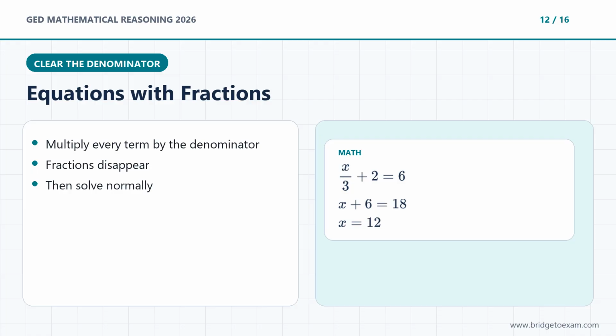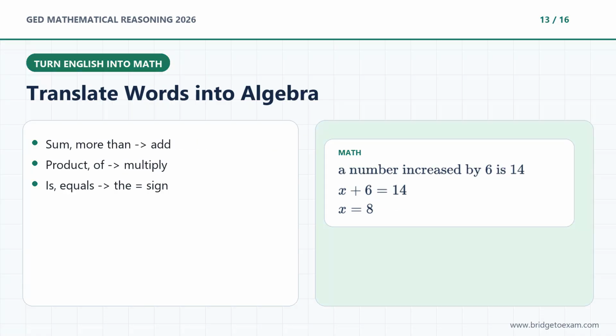Fractions look scary, but there is a clean trick. Multiply every term by the denominator to clear it. For x over 3 plus 2 equals 6, multiply the whole equation by 3. That gives x plus 6 equals 18. Now subtract 6, so x equals 12. No fractions left. Word problems ask you to turn English into algebra.